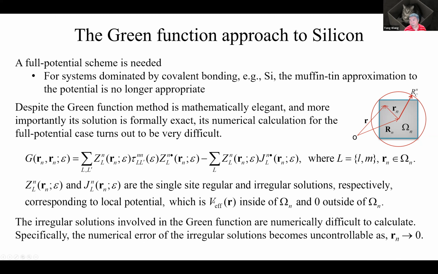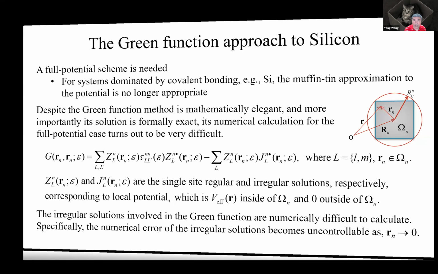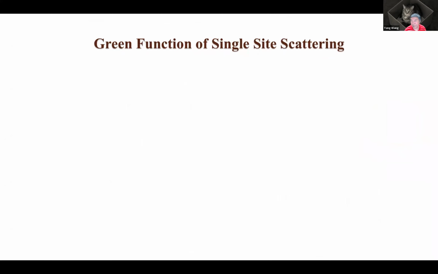Okay, some people will choose not to calculate the irregular solution all the way to the center of the cell. Rather, they stop somewhere, and for the rest of the part they extrapolate. Well, that's one technique people use. But the technique we use is different, right? I think I showed this slide before in some other presentation. I'm going to show that again just to remind us what we are doing.